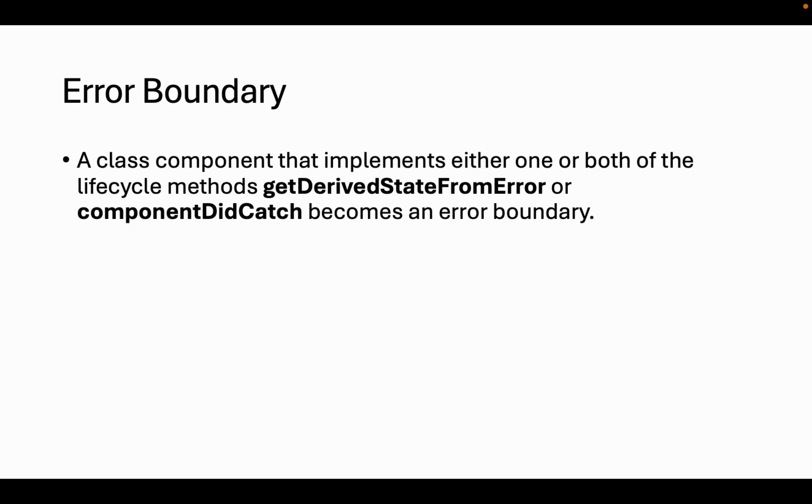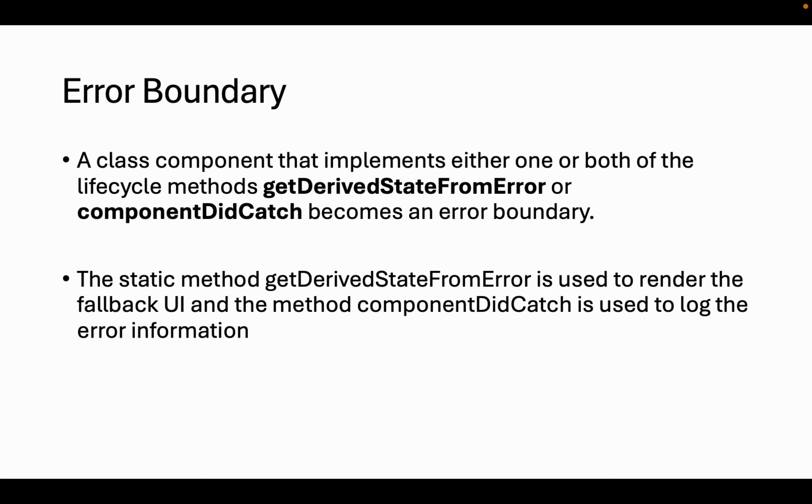A class component that implements either one or both of the lifecycle methods getDerivedStateFromError or componentDidCatch becomes an error boundary. The static method getDerivedStateFromError is normally used to render a fallback UI, but the method componentDidCatch, which takes two parameters as input, error and info, is used to log the information. So let us go ahead and try to create an error boundary in our code.